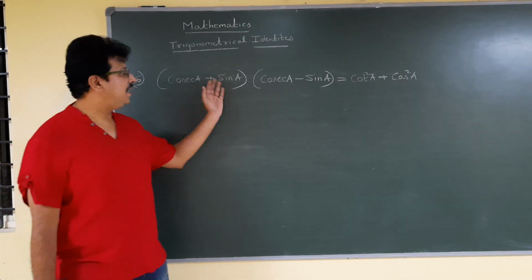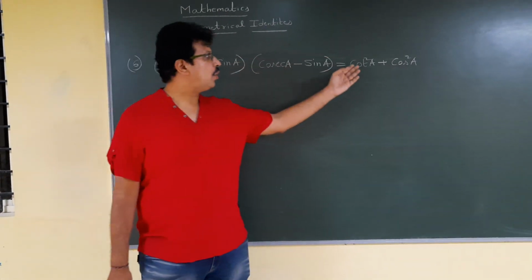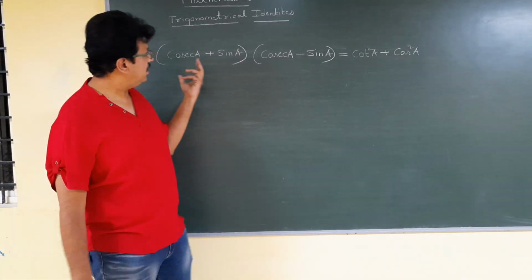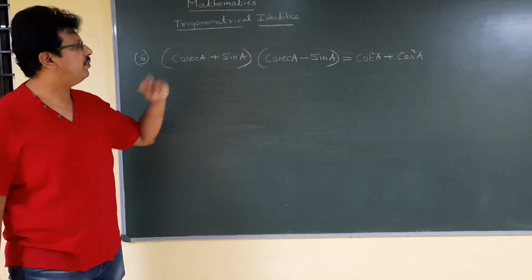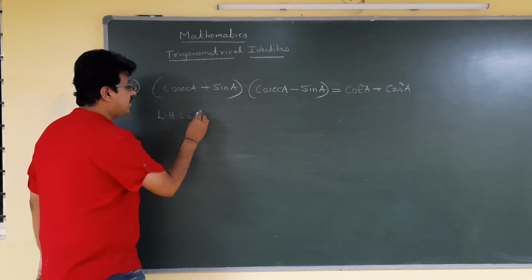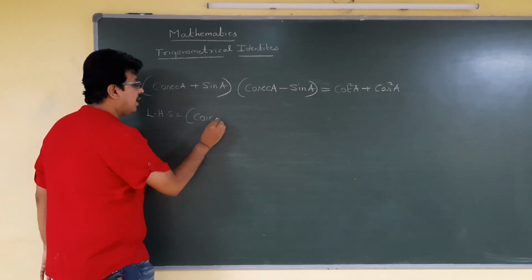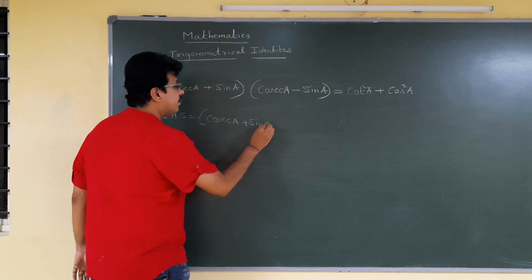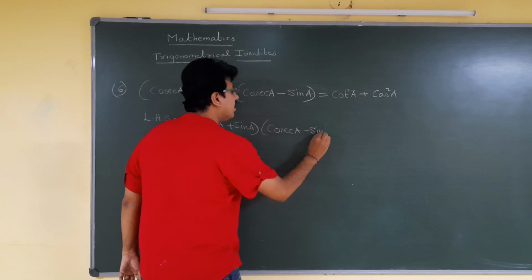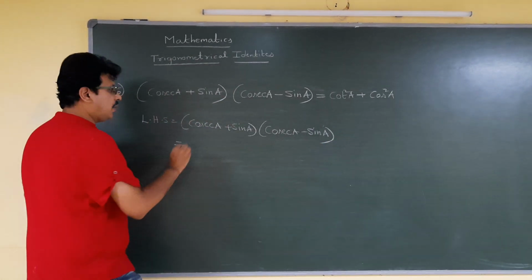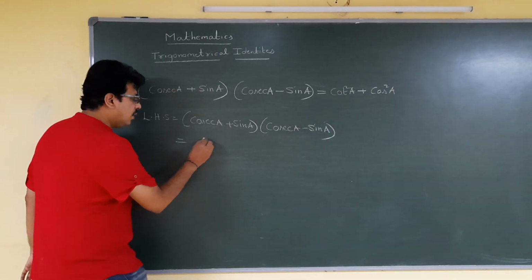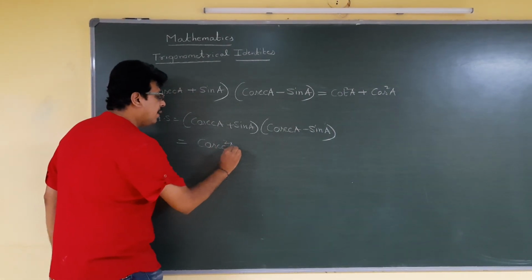Next: (cosec A plus sin A) into (cosec A minus sin A) is equal to cot square A plus cos square A. So this is one of the problems where, when you observe it, I think all of you should be very clear now, because once you see the sum itself, cosec A plus sin A into cosec A minus sin A, immediately I think you will respond, because you have already done A plus B into A minus B. So it is nothing but cosec square A minus sin square A.